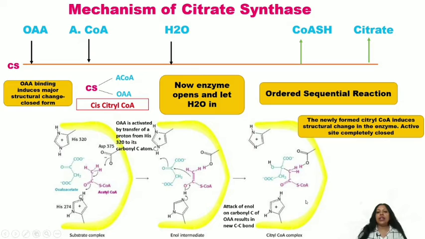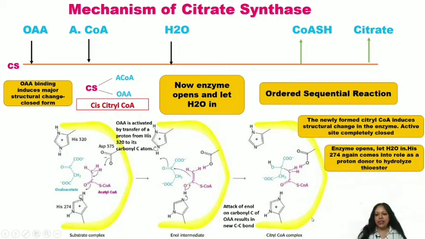So, now there is a requirement of water to come into the active site and do the hydrolysis reaction. The formation of the citryl coenzyme A complex induces a further structural change in the enzyme, and the enzyme becomes first completely closed to form the intermediate completely, and then opens to let water in to catalyze the hydrolysis of the thioester bond. And when the hydrolysis reaction happens, it causes release of coenzyme A SH from the molecule, and the product citrate, which is formed in the active site, is also released.